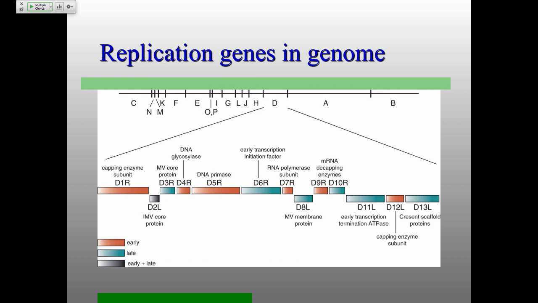How does replication take place? Through a bunch of replication genes. I don't expect you to remember the names of all of these, but there are a couple of important aspects about these particular proteins. One is that these genes are all mixed up. They're on both strands. You'll have core proteins. This is clearly a late protein. Some of the DNA replication proteins, which are clearly early proteins, all mixed together. So there's not one clear segment of early genes and late genes. This is early genes, late genes, everything all mixed up together on both of the two different strands of the genome.